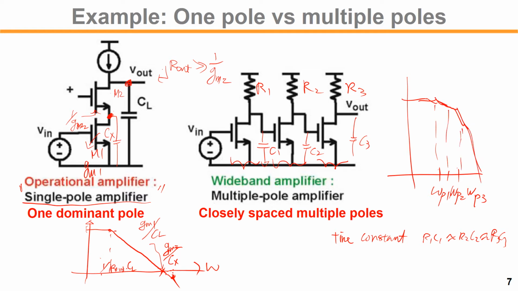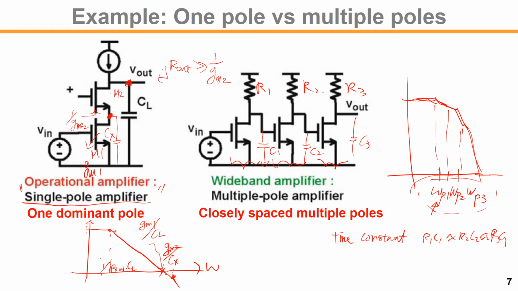So this kind of closely spaced amplifier will cause a very large phase shift, right? This is something that you don't typically use. So this kind of amplifier requires very large separation of each pole to make it really work.